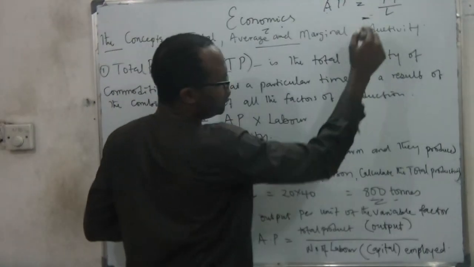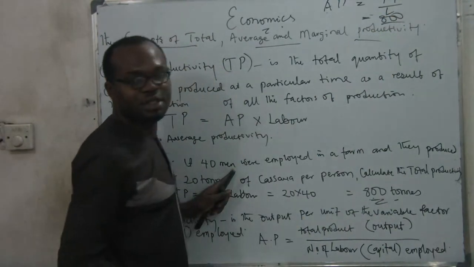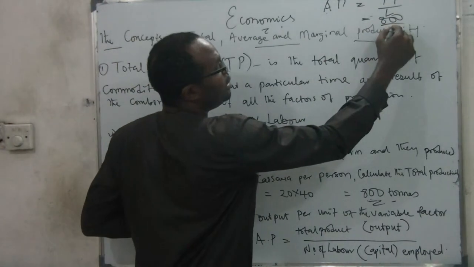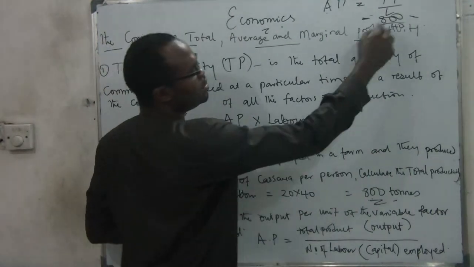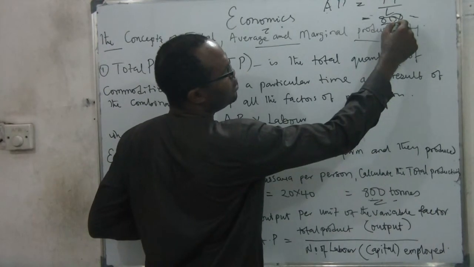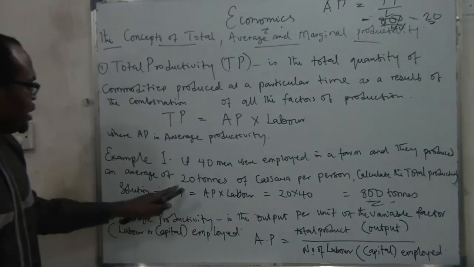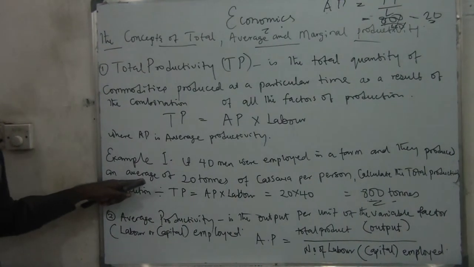Now they told you that the total productivity is what? 800 tons. And that 800 was done by how many people? 40 men, which is the labor. So what would be the average productivity? 800 over 40. Cancel here. 20, isn't it? Can you see that it has resulted back to 20? Which is the average productivity here.